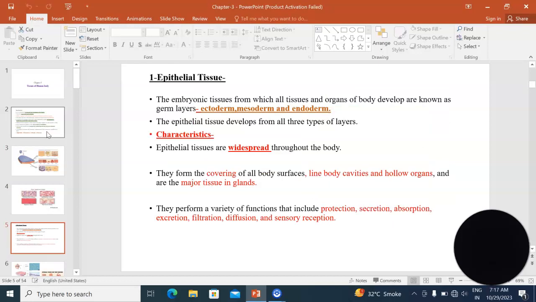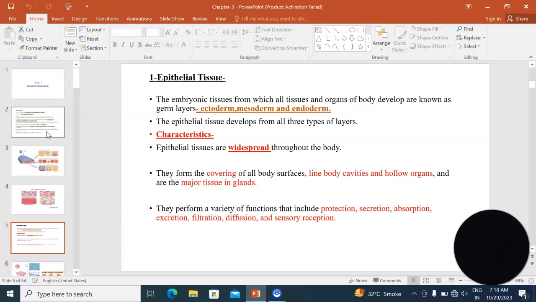Moving towards epithelial tissue, now generally there is an embryonic tissue from which all different tissues and organs of the body develop, and this embryonic tissue consists of germ layers known as ectoderm, mesoderm and endoderm. So basically all the tissues of the human body are derived from a single embryonic tissue, and this embryonic tissue consists of three germ layers known as ectoderm, mesoderm and endoderm.